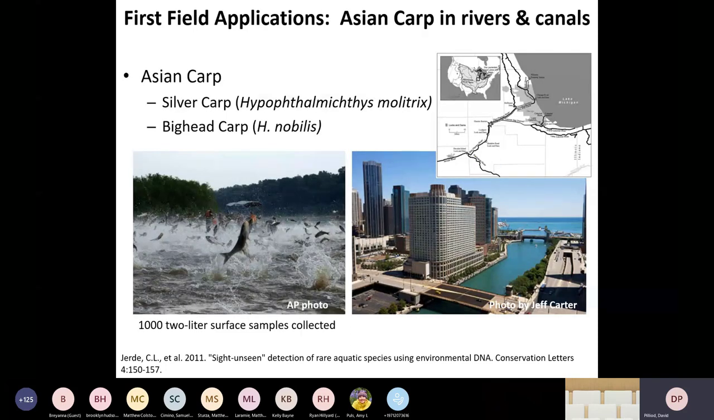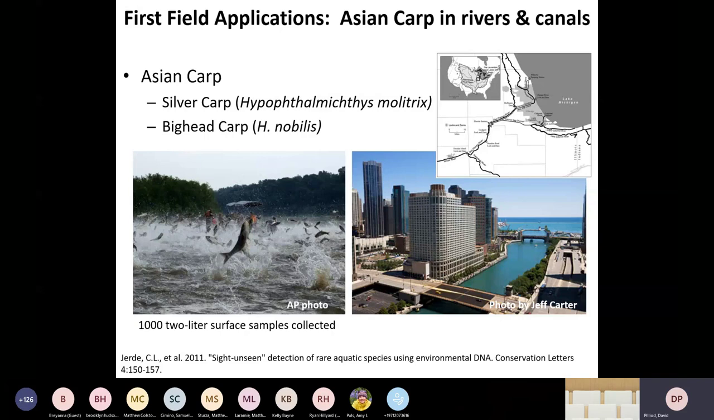Then came the first real field application at a large scale, and this was the Asian carp story in the rivers and canals of the Chicago area. Concern about Asian carp, both silver carp and bighead carp, getting up into Lake Michigan, and there's all sorts of different types of barriers to prevent that from happening. And they went out and collected 1,000 2-liter surface water samples from these waterways, canals, rivers, so forth, to see how well they could detect the distribution of Asian carp above and below these barriers.